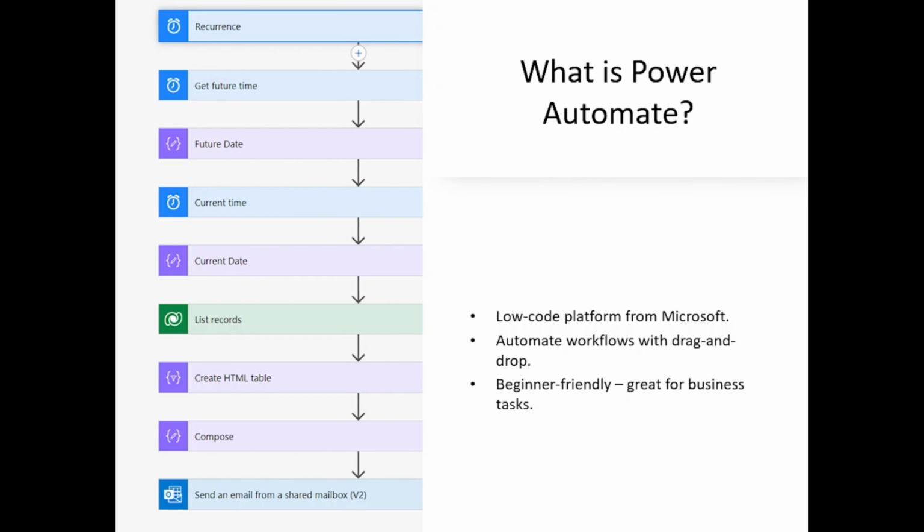Now, Power Automate is a low code automation tool by Microsoft. It's designed for ease of use. With drag and drop workflow building, it's great for automating business tasks like email notifications, data transfer, and approvals inside the Microsoft ecosystem. No heavy coding needed here.